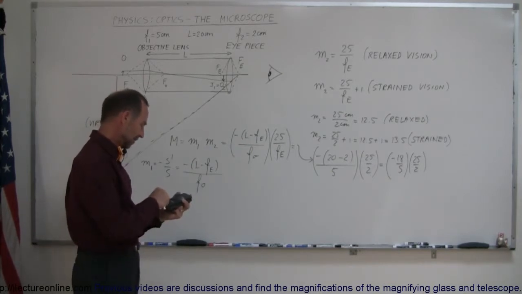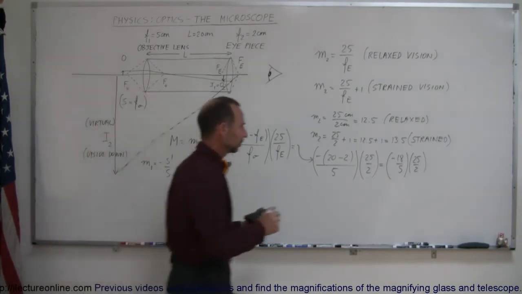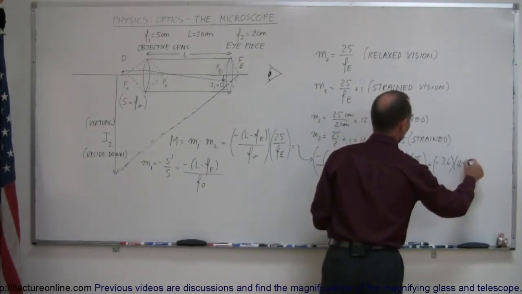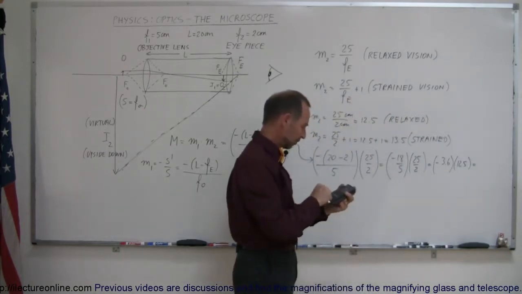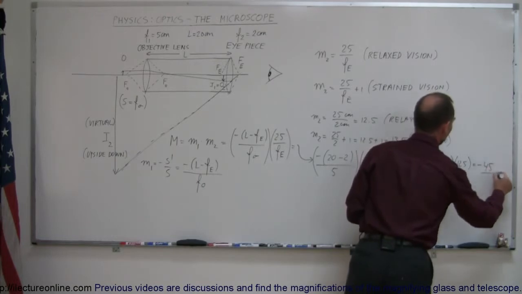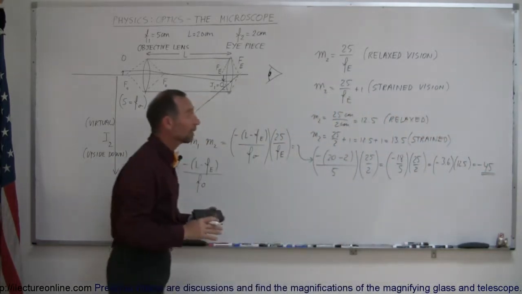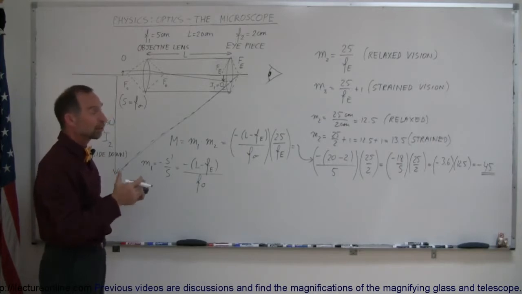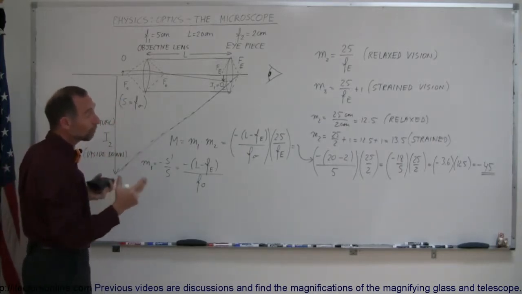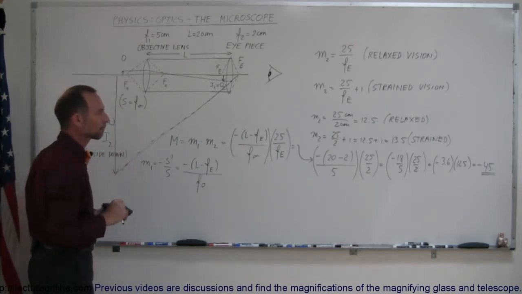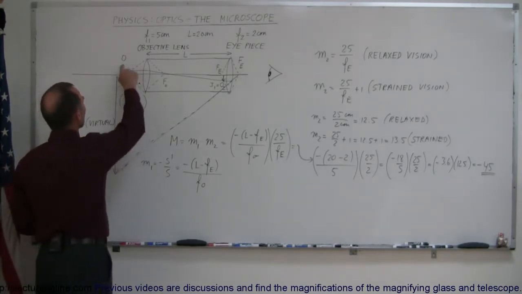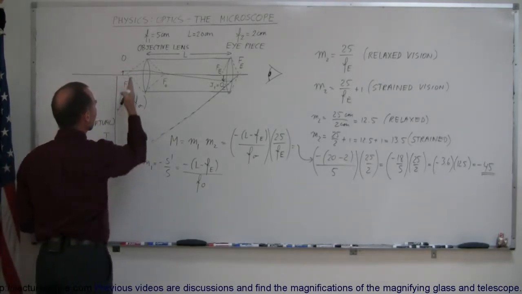So 18 divided by 5 is 3.6, so that's equal to minus 3.6 times 12.5, and so times 12.5, that would be a minus 45. That means the way this microscope is set up, the magnification of the microscope would be minus 45. Of course, minus means that the image is upside down, but it's 45 times larger than the object we're looking at. But that's of course not the entire story, because really we don't put the object right at the focal point. We actually put it a little bit in front of it.